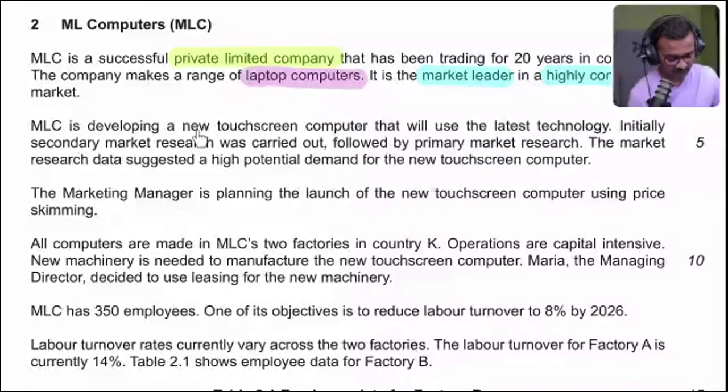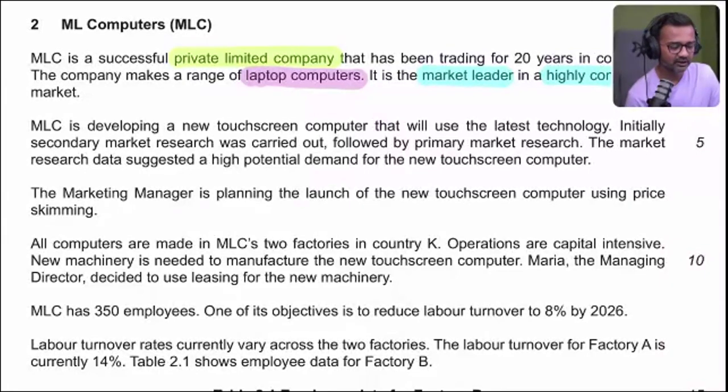Now, MLC is developing a new touchscreen computer that will use the latest technology. Even though there isn't yet a discussion of private to public limited company, we know that the direction of the company is that they're looking for expansion, right? They're looking to develop. And any form of development of a new product needs finance, and that's where you might need the conversion to a public limited company.